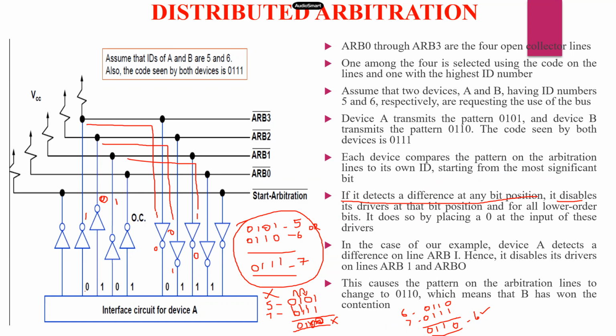Then move on to 6, 0110, against 0111. 0 and 0 are the same, 1 and 1 are the same, and 1 and 1 are the same. 0 and 1 are different, so you put 0, and hereafter no more bits are required. So the result is 0110, and obviously B has won the contention. This is the way to select the device. In centralized arbitration, the device is selected based on the highest priority. In distributed arbitration, the device is selected based on the code. I hope you understand this concept. Thank you.